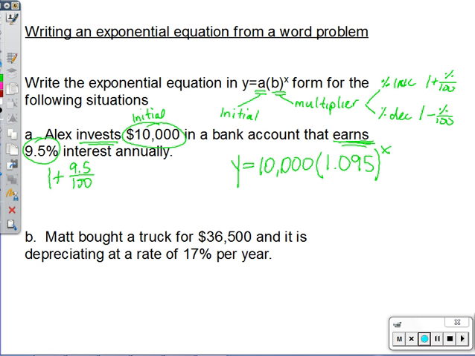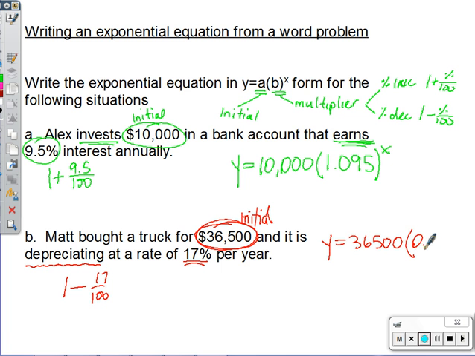Second, we have Matt, and Matt bought a truck for $36,500 and is depreciating at a rate of 17% per year. So here's your initial value, the purchase price. And then depreciating 17%. That's going to be going down, 1 minus 17 over 100. So your equation for this one will be y equals 36,500 times 0.83 to the x.